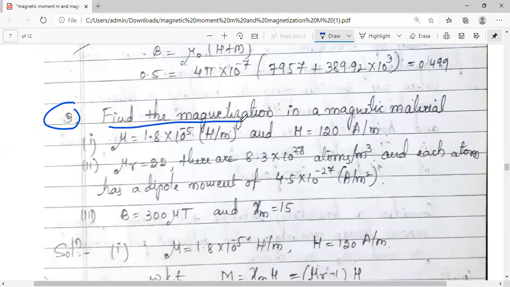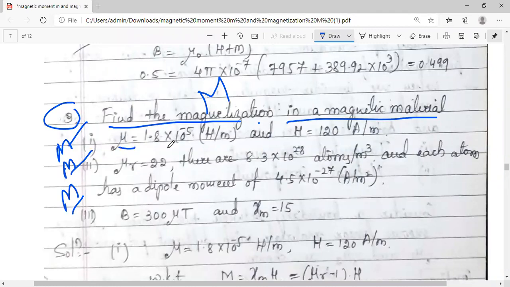Question is, find the magnetization, that is capital M, in a magnetic material. In three different cases, you have to find M. So in each of these, the unknown value is M only. You have to find M. We have to use different formulae, according to the given data.